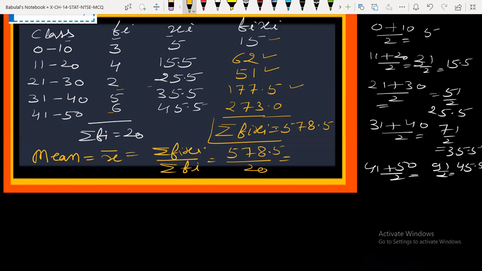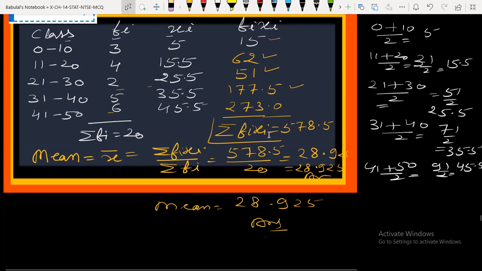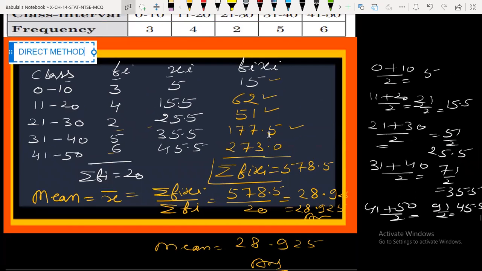I am waiting for your answer. Your answer should be correct. Yes, so divide 578.5 by 20. It gives us 28.925. What is the mean here? The mean here is 28.925. So student, I think now you have got the method for calculating the mean using the direct method.